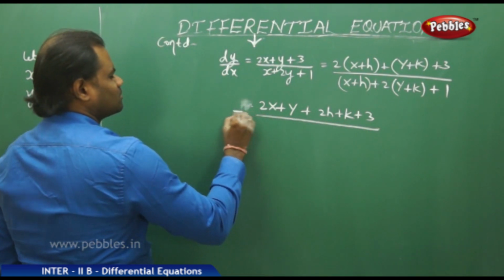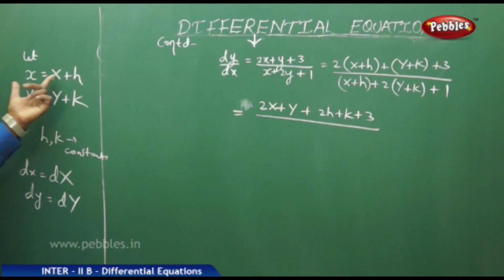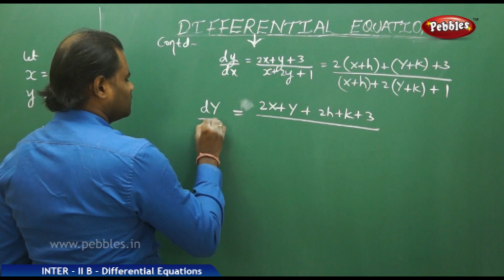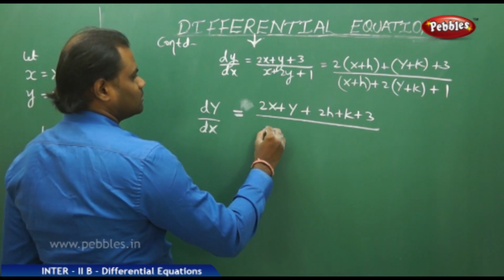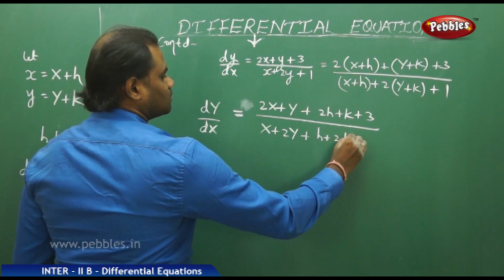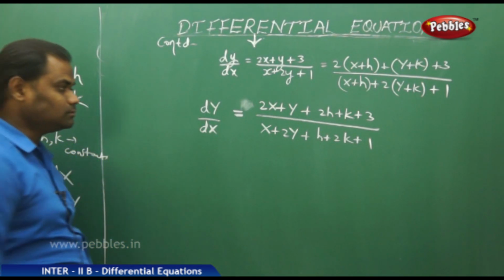and this is now clearly the left hand side. When x is x plus h, then dx will be d capital X and dy is d capital Y, because differentiating a constant is 0, so dx is dx, dy is dy. So dy is replaced with dy by dx, which is equal to the expression plus 1 is what we get.